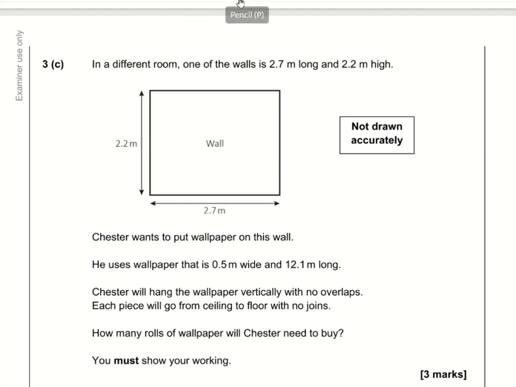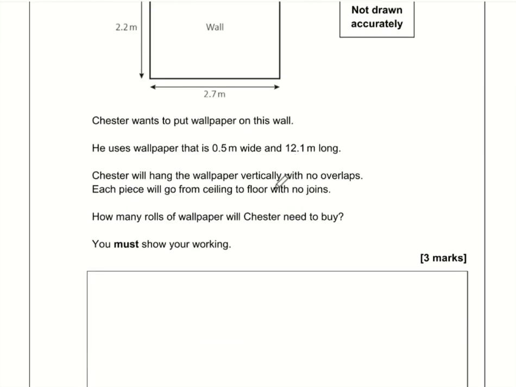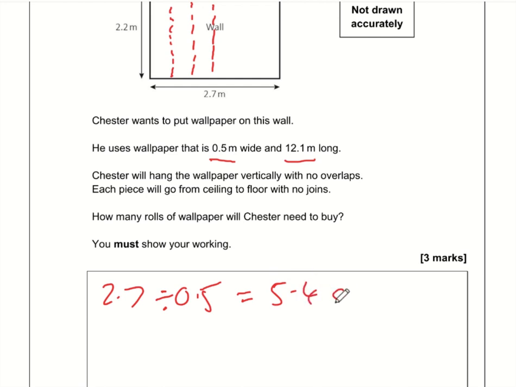Okay, so for 3C, the first thing we need to do is just consider the wallpaper. We know that a roll of wallpaper is 0.5 metres wide and 12.1 metres long. So if it's 0.5 metres wide, then how many strips do we need to cover this 2.7 metre width? In other words, what is 2.7 divided by 0.5? And 2.7 divided by 0.5 is 5.4 strips.